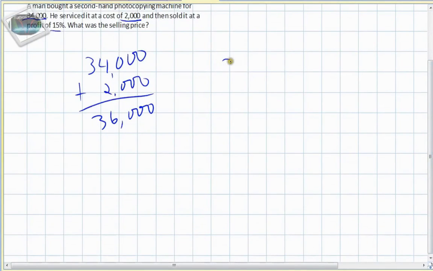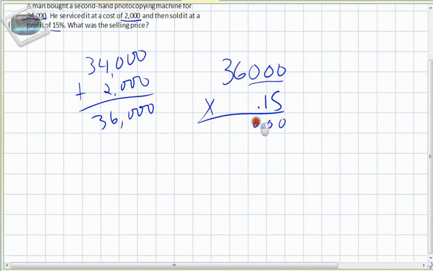So to figure out that, we're going to say 36,000 times 0.15. Okay, and to make this a little bit simpler on ourselves, we're going to recognize that there's 3 zeros here, so we're going to put the 3 zeros down. And then on the side, we're just going to do 36 times 15, and then we'll worry about the decimal last.